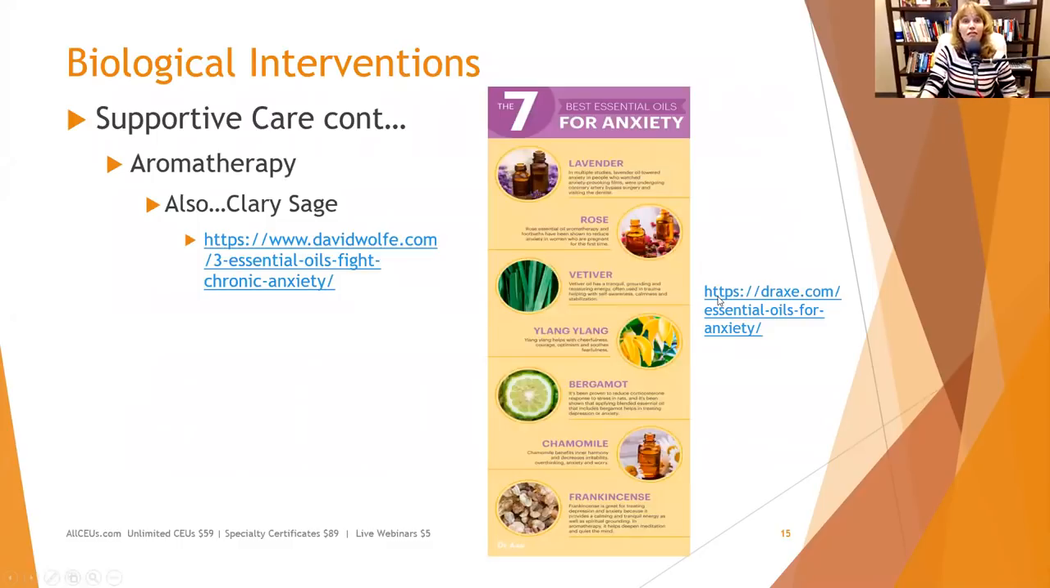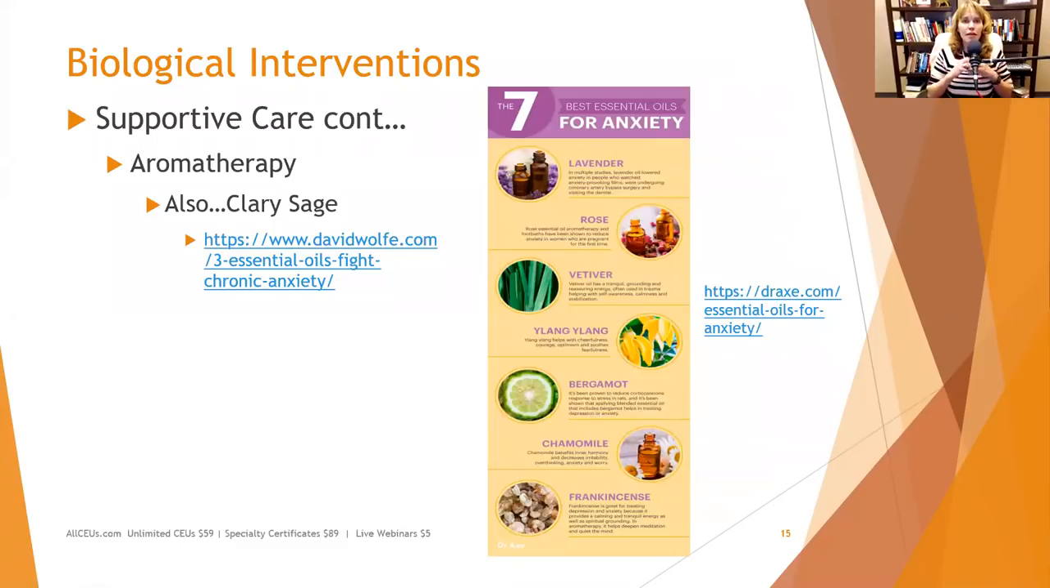Aromatherapy has been used a lot especially in other countries, in the treatment of people with anxiety, people with hospital anxiety, women who are giving birth and they have some birth anxiety. They've been found to be really effective in a lot of those studies. Essential oils for anxiety include lavender, rose, vetiver, ylang ylang, bergamot, chamomile, frankincense, and clary sage. Encourage clients to just go to a health food store and sniff some of these, see if it makes them feel happy and calm and content.